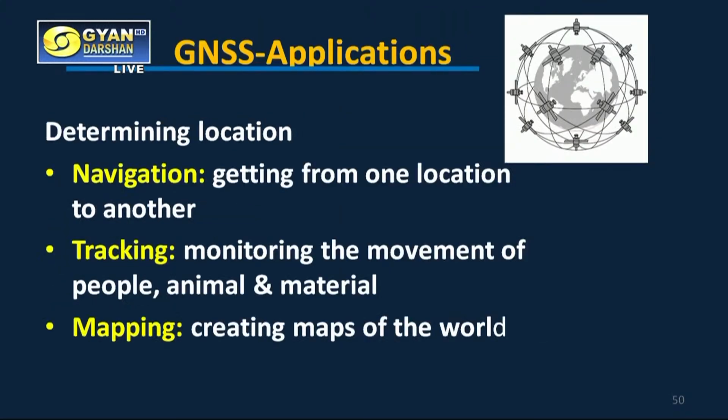Now, you must be wondering, what are the applications of GNSS? So it helps you to determine your location. That is, it is used in navigation, going from one location to another, tracking, monitoring the movement of people, animals, and material. Then it is used for mapping, creating maps. So see how useful it is.